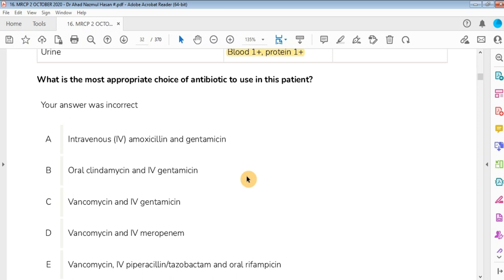Okay, next one. What is the most appropriate choice of antibiotics to use in this patient? A, IV amoxicillin and gentamicin. B, oral clindamycin and IV gentamicin. C, vancomycin and IV gentamicin. D, vancomycin and IV meropenem. E, vancomycin, IV piperacillin-tazobactam, and oral rifampicin.